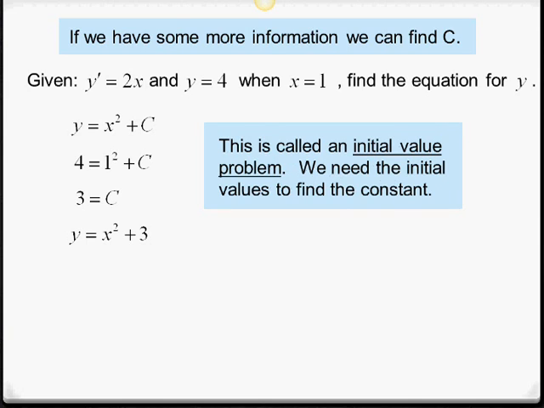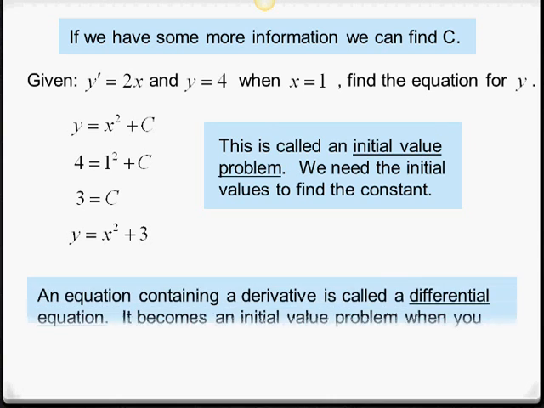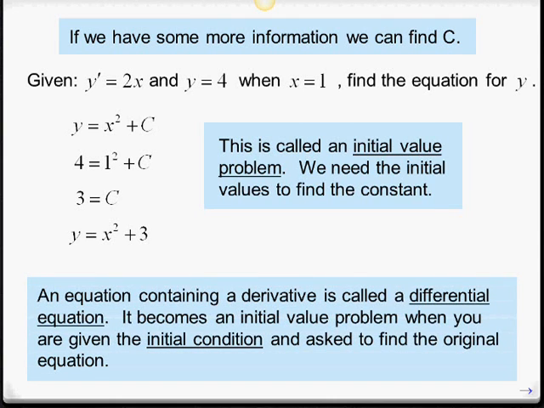This is called an initial value problem. We need the initial values to find the constant. Any type of equation containing a derivative is called a differential equation. It becomes an initial value problem when you are given the initial condition and asked to find the original equation. So this right here would be your example of the differential equation. As soon as I tell you, here's some more information, and you can now find c, that is when you know, okay, now it's an initial value problem.